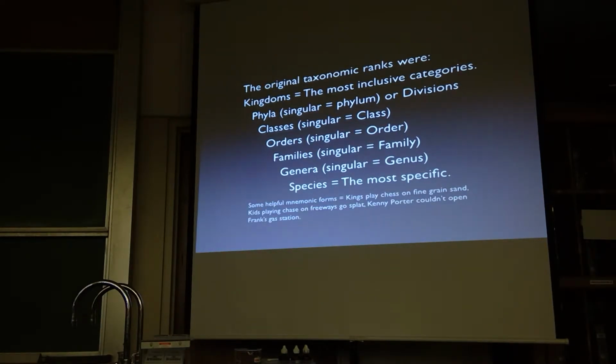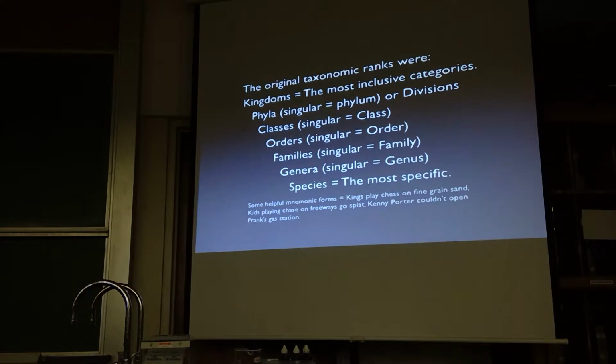And these are the taxonomic ranks. These have been around in biology textbooks for a very long time. The ranks are kingdom, phylum, class, order, family, genus, species. There are some mnemonic devices to help you remember them. Kings played chess on fine grained sand. Kenny Porter couldn't open Frank's gas station. Kids playing chase on freeways goes flat. Whatever works. A lot of the mnemonic devices are somewhat evil in the biological sciences, especially in anatomy. You have to memorize all those nerves, those cranial nerves.